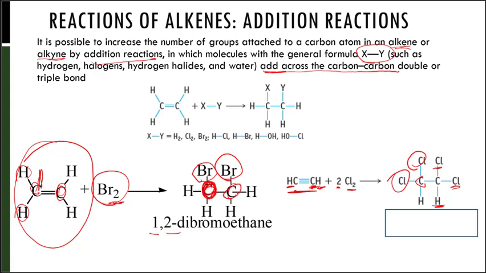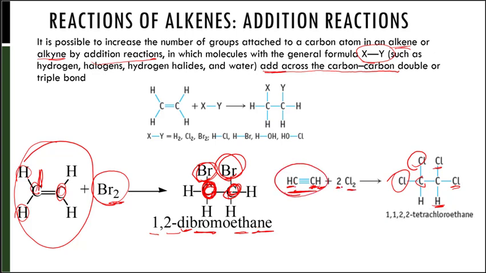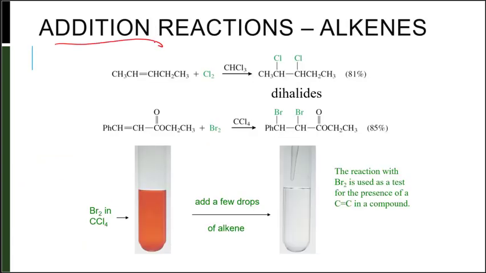So this is carbon 1, this is carbon 2. There's 2 bromines, so we say dibromo. And because there's 2 carbons, it's ethane. It's now a single bond. Here I did have ethyne, but now after adding those 4 chlorines, I have 1,1,2,2-tetrachloroethane.